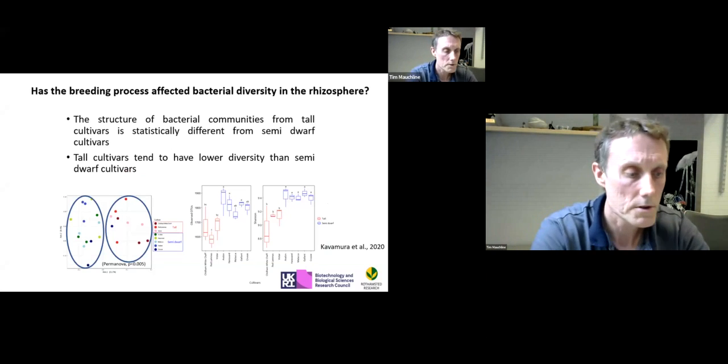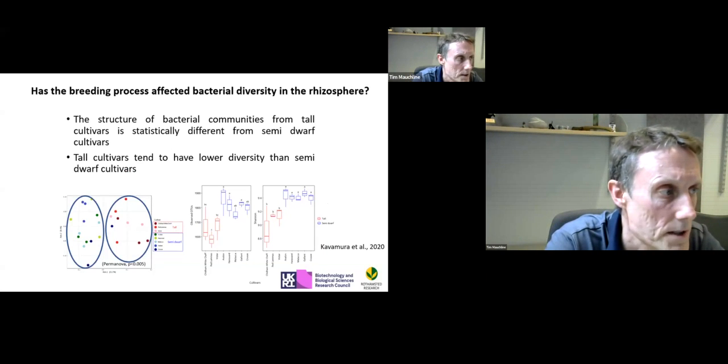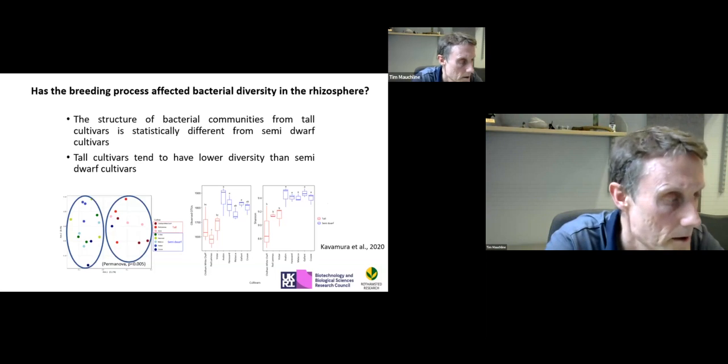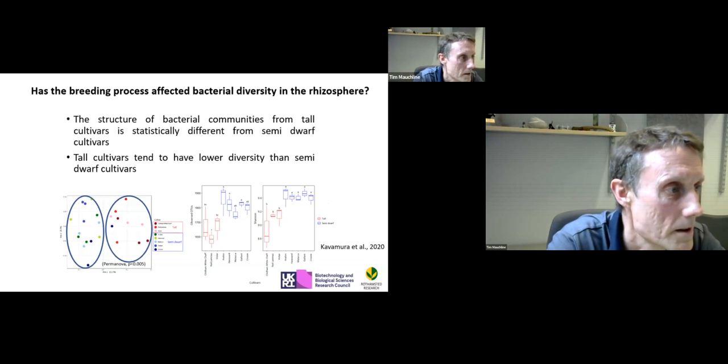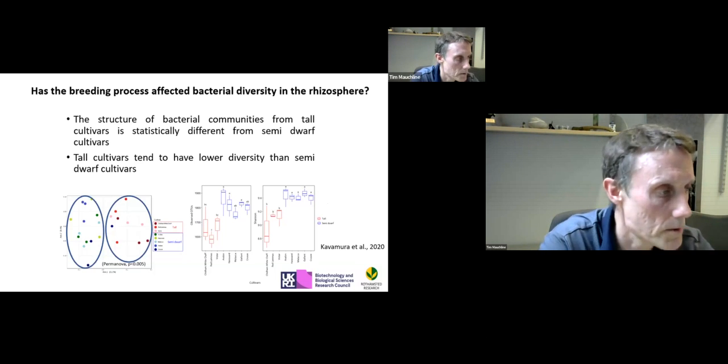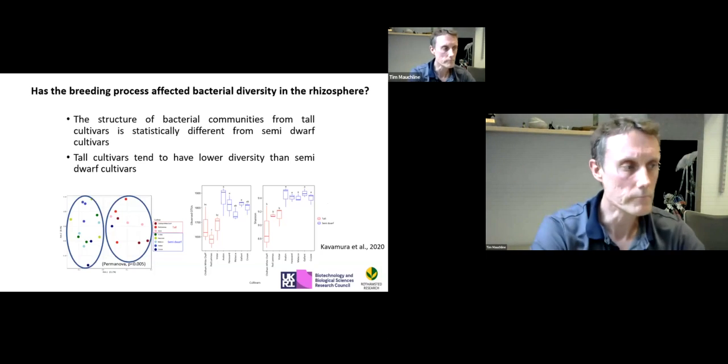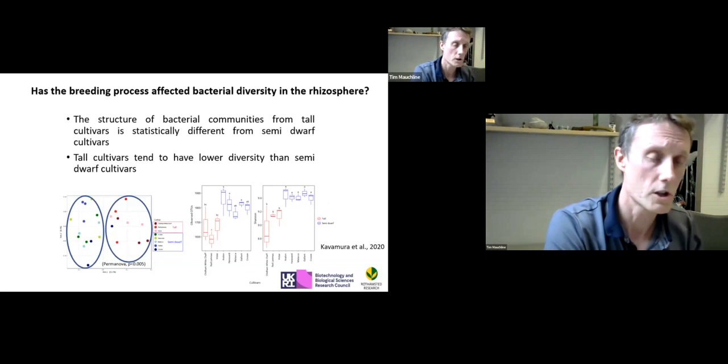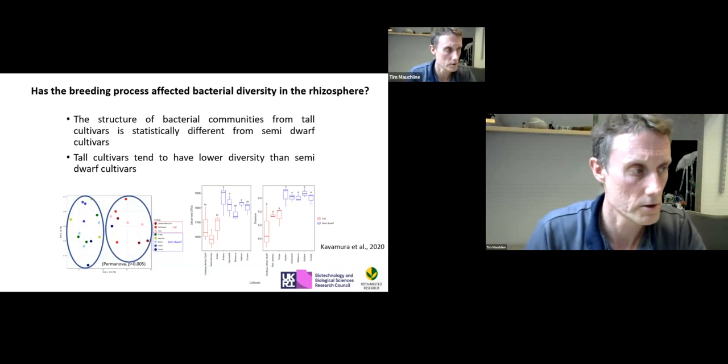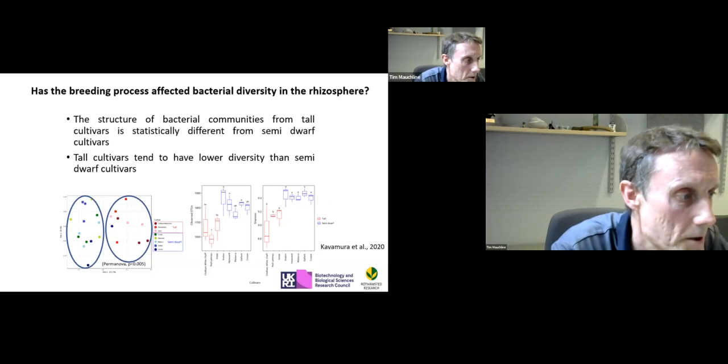But at the time, there wasn't really any consideration about how the breeding process is affecting the microbiome and the bacterial diversity in the rhizosphere. So what we did in this experiment is we looked at some tall cultivars and some short cultivars. And we did some amplicon analysis based on the 16S.